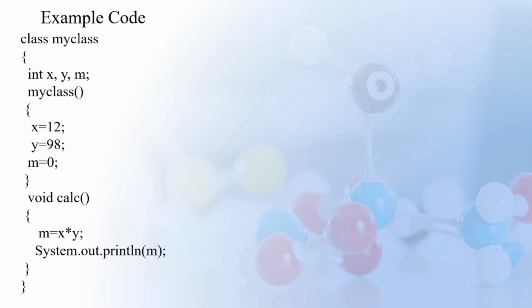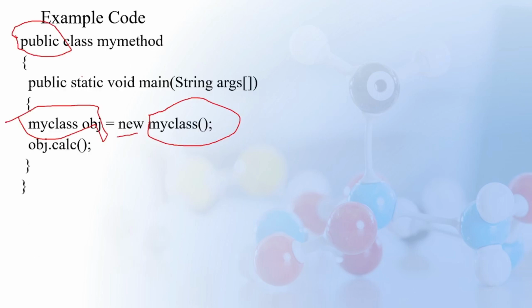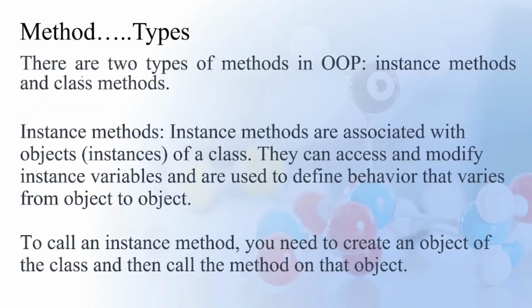And we can have the object of the base class. We can create the object, like in our case we have created an object of my class, and then we are calling the method using the object of my class. We'll be seeing now the different types of methods.